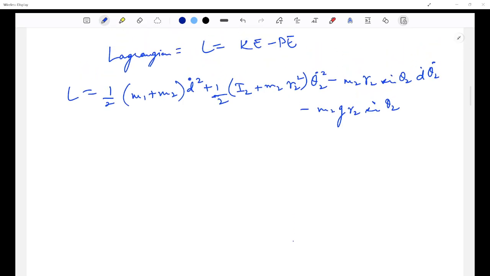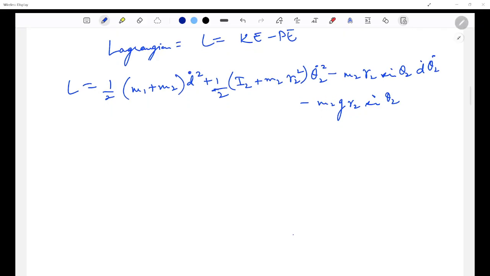Now what is the next step that we need to follow? We need to formulate the Euler-Lagrange equation. Alright, so let's write the Euler-Lagrange equation.